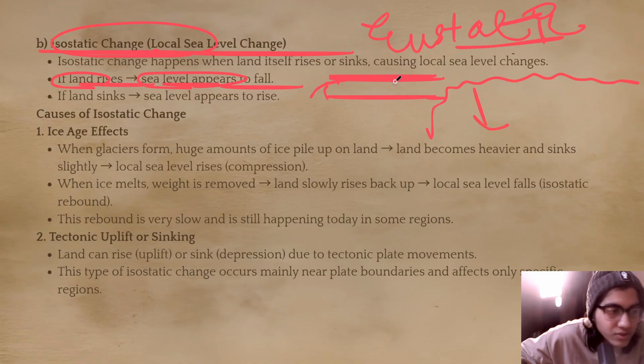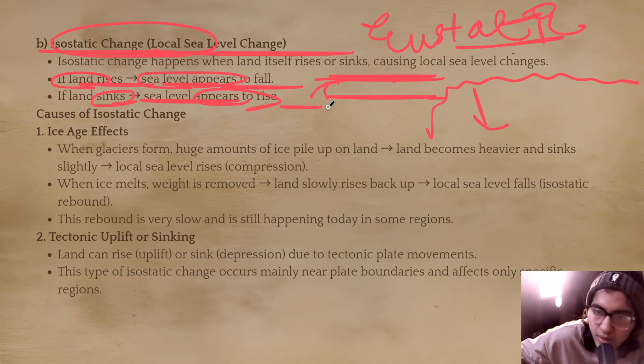And why does the land rise? Because of the isostatic rebound. Maybe some erosion happens, and because of that the land rises. You can think of the opposite: if the land sinks, sea level appears to rise. So you can see from here that the sea level appears to rise.